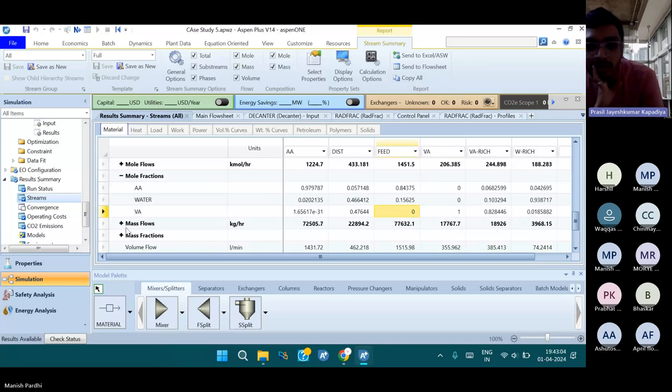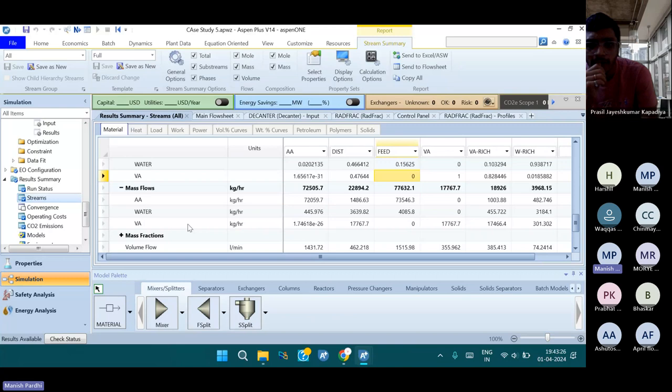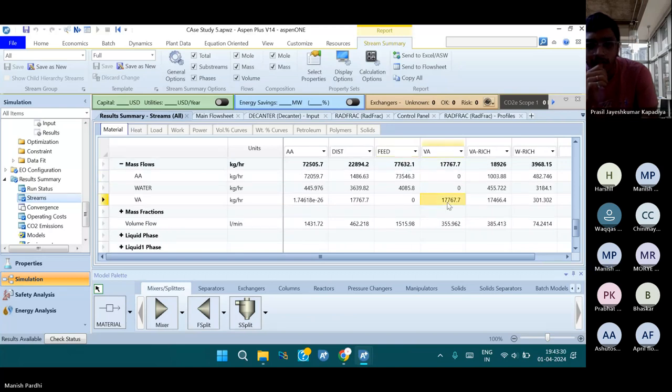No, it's not run. Why is it showing this number for vinyl acetate? It's showing there, right? Feed is zero, no? So why does the VA stream have one? Just go to mass flow rate. Yeah, it is showing. Yeah, why is that showing? Did you deactivate? This is the same result from before. Yeah, it's not changed. I guess you have to delete that. Can you do that?